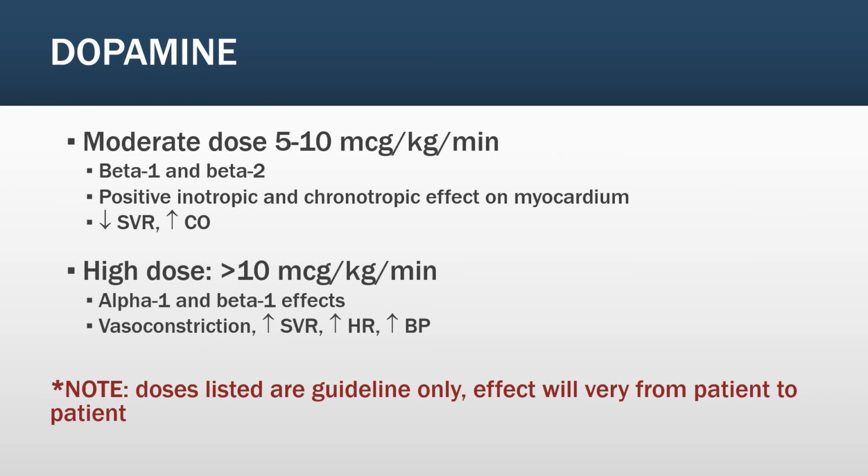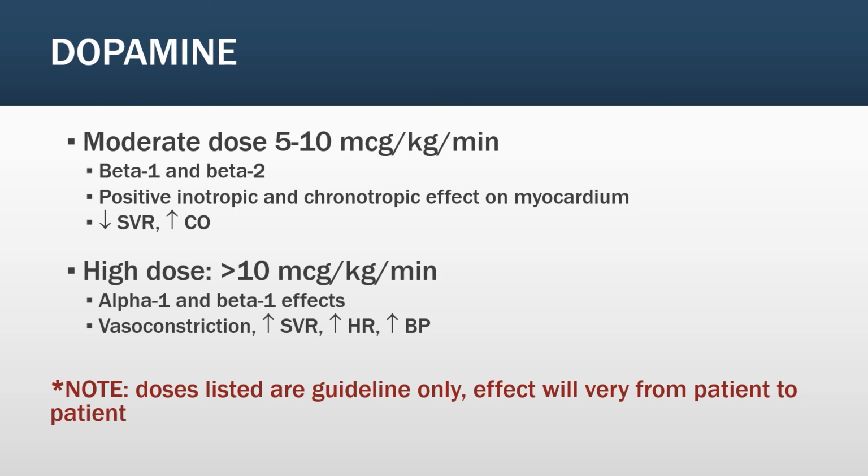A moderate dose of dopamine tends to have beta-1 and beta-2 effects, resulting in an increase in heart rate and contractility, as well as vasodilation. This is often a desirable combination for the treatment of heart failure, as the increase in the contractility increases stroke volume and forward flow of the blood, and the vasodilation reduces the afterload, decreasing the workload of the heart.